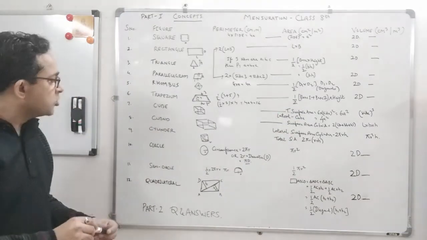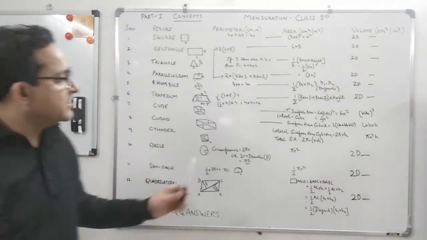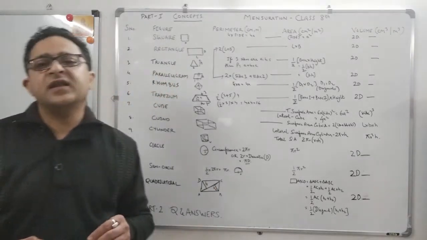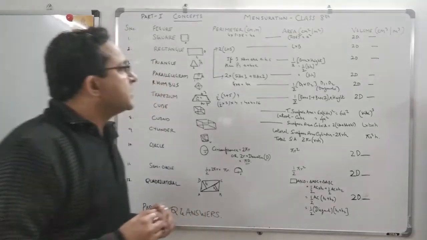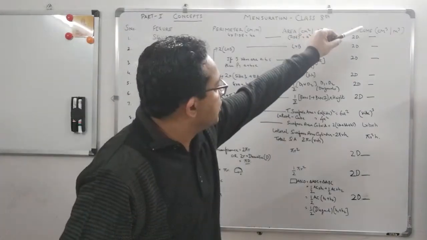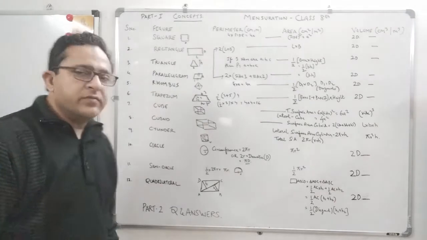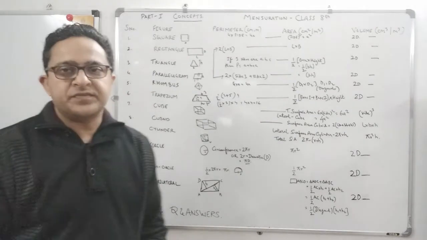Now cube, cuboid, and cylinder are 3D figures. 3D figures have length, breadth, and height as well. So these are 3-dimensional figures. Now we come to the volume part: centimeter cube or meter cube. What is 1 meter cube?